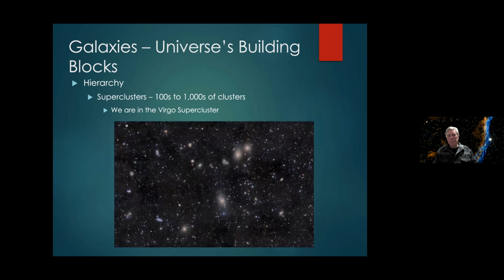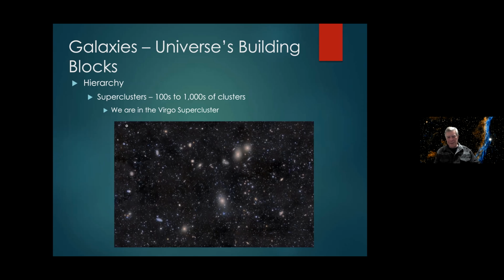Well, and then we take it up a level, and we talk about superclusters. Everything obviously here is building on itself. Where we had a group, lots of groups made a cluster. Now we've got lots of clusters that make superclusters. Basically, now we're talking about hundreds to thousands of clusters together. And we are actually in the Virgo supercluster.